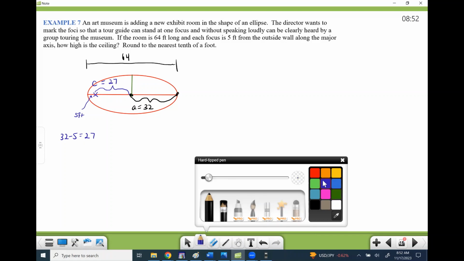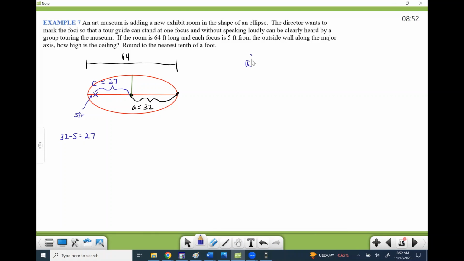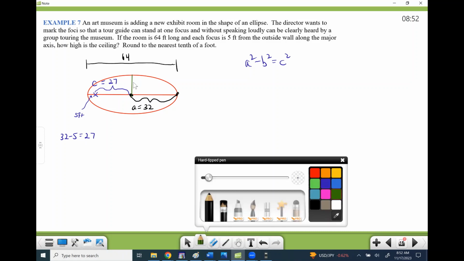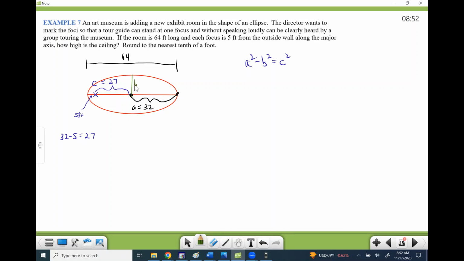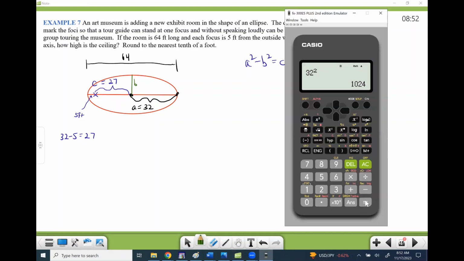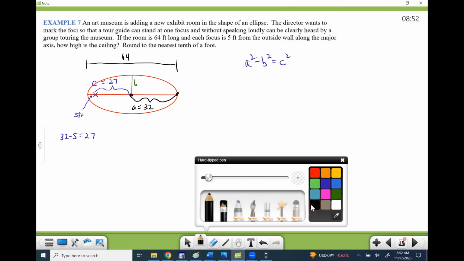So let's see here. A squared minus B squared equals C squared. Seems like it would be important here, right? And that's because that distance I just drew is the letter B. So we have A, we just haven't squared it yet. So we got to do 32 times 32, you guys. So I'm just going to go to my calculator. 32 squared, 1,024. So 1,024.